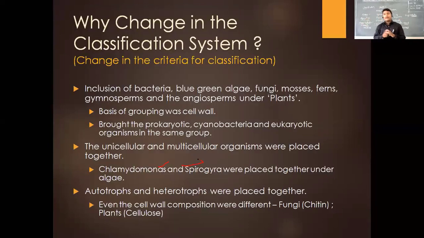What we have done is removed the fungi from the entire group and put it in a separate kingdom. The algae has been taken differently, the ferns and gymnosperms, so we'll talk about that also. Angiosperm is different, right? Now we have placed the autotrophs and heterotrophs differently, and we have placed the unicellular and multicellular organisms differently. So these things we have developed. Why? Because these things have evolved, right? We have changed the understanding of the science.